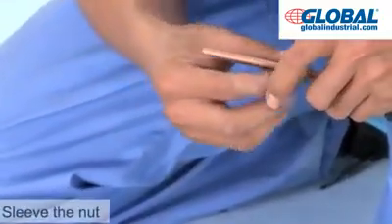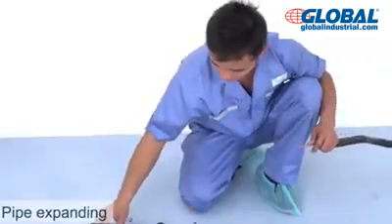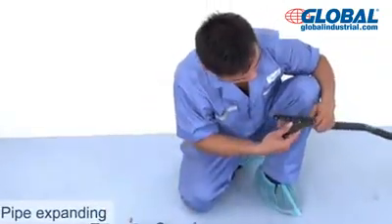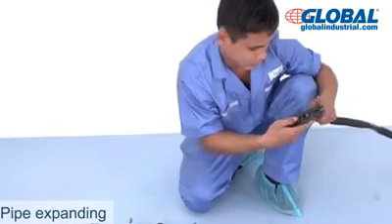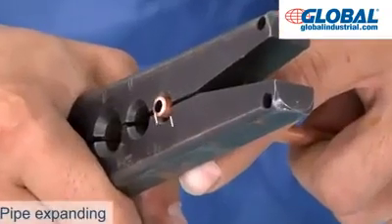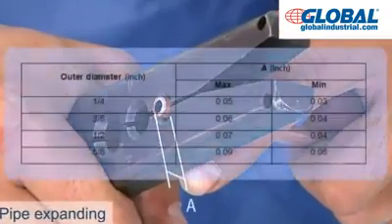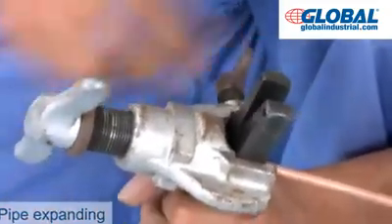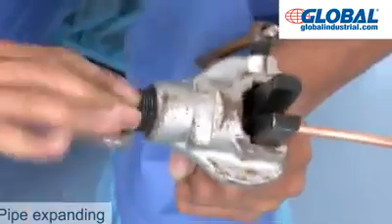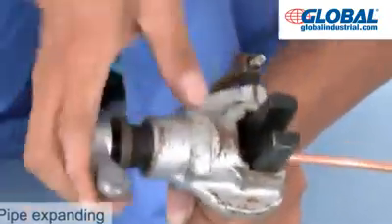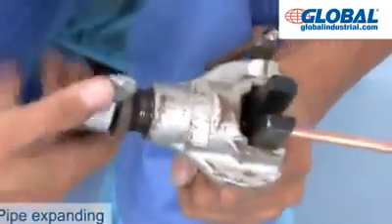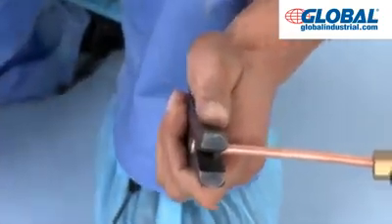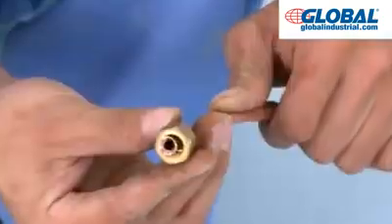Sleeve the nut. Pipe expanding. Make a pipe socket for the copper pipe with a pipe expander. Firmly hold the copper pipe in a die in the dimension shown in the table. Fix the flaring tools. Turn the handle clockwise and stop when it rattles. The pipe socket should be level and uniform, free of cracks.